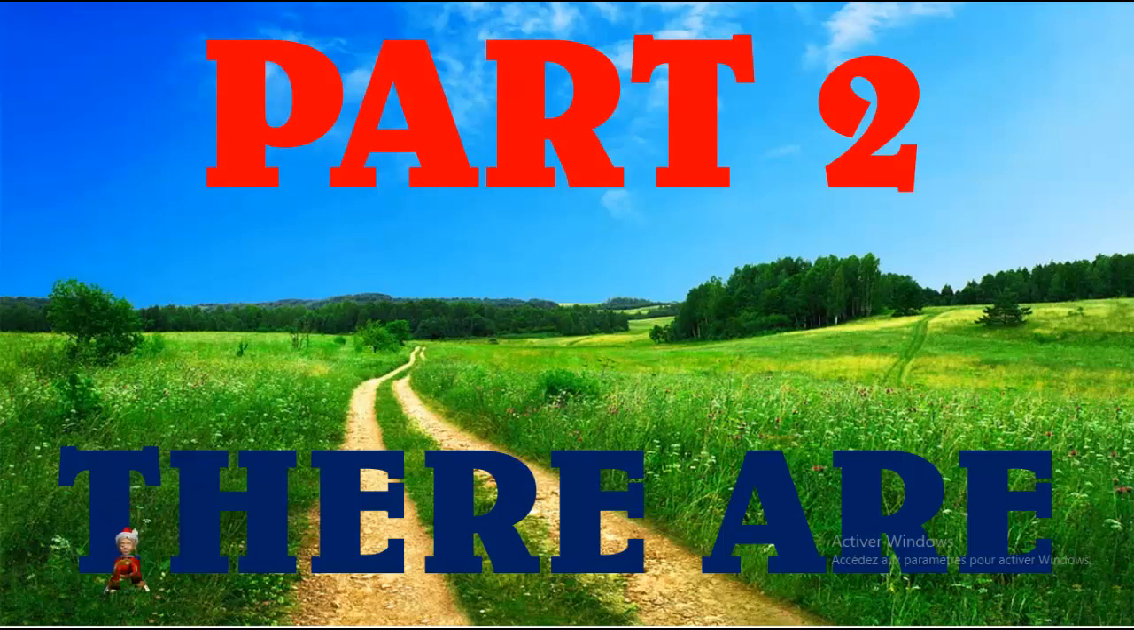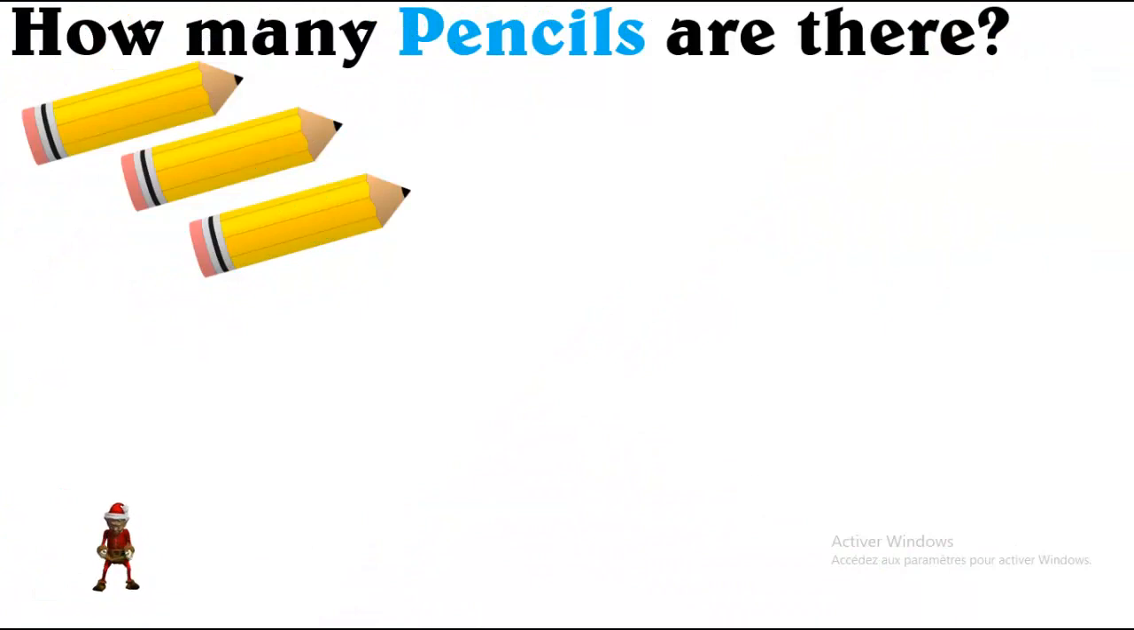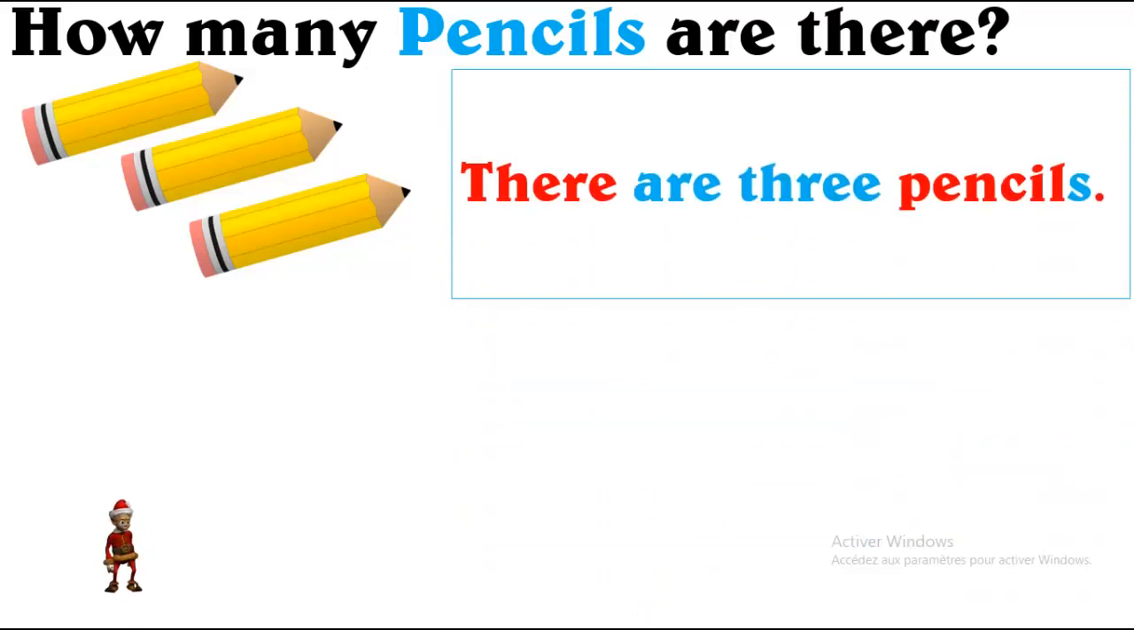Part 2, there are, plural. How many pencils are there? There are 3 pencils. Donc, there are, c'est pour le pluriel. There is, pour le singulier. S'il y avait un seul crayon, on dirait there is. Mais comme il y en a plusieurs, on dira there are. There are 3 pencils.